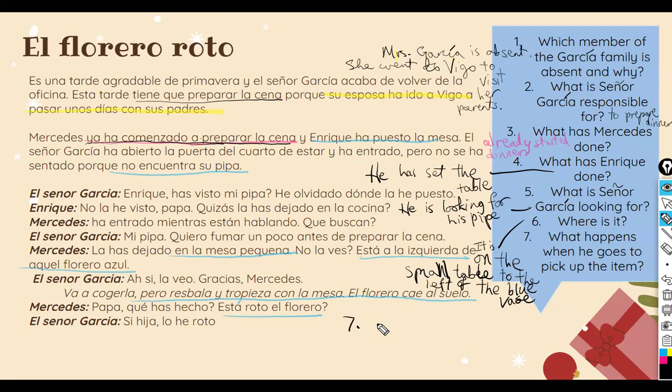All right. What happens when he goes to pick them up? So this is 7. He slips and bumps into the table. And the vase falls to the floor. And breaks, right?